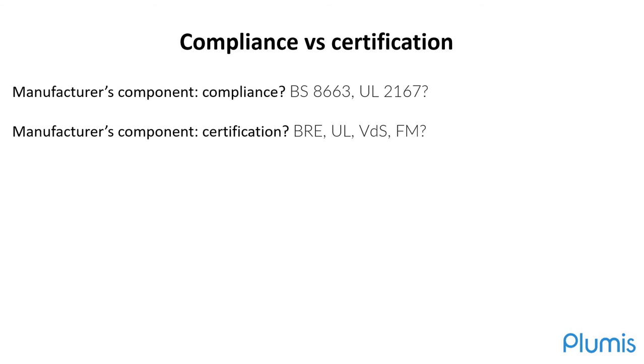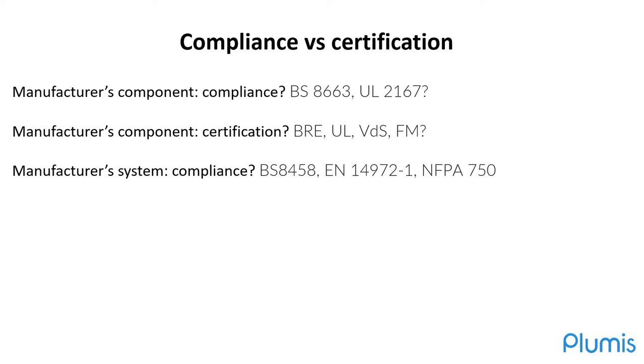At the same time, a manufacturer can get a component certified, which is significantly better, where one of the accredited laboratories will do a thorough test schedule on that component and then provide a certification. So the certificate being produced is that of a certification, not of compliance, or of third-party verification. And this is going to be done by one of the accredited labs that typically work with watermist, like the BRE, UL, VDS, or Factory Mutual, FM.